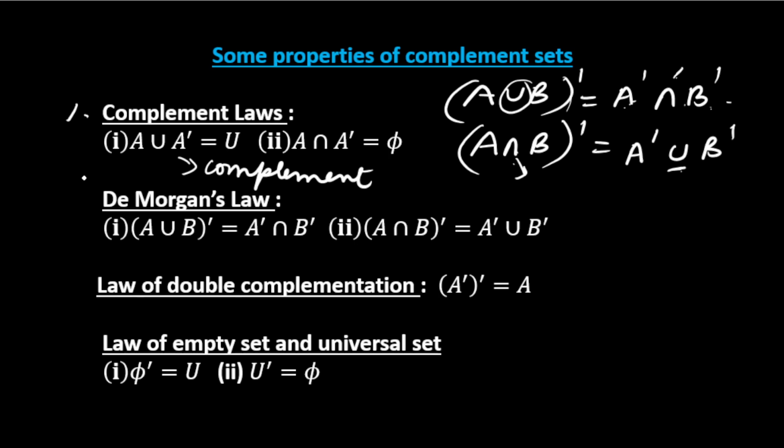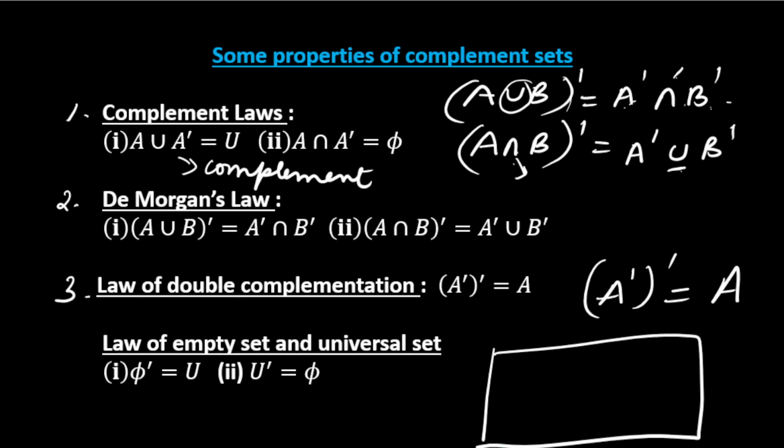Then this was the first law, complement law. Second one is De Morgan's law. Third one is law of double complementation. What is law of double complementation? If we take complement of A complement, that will be equal to A itself. So very important. Again, if this is A and this is A complement, if you are taking its complement, it will be A itself.